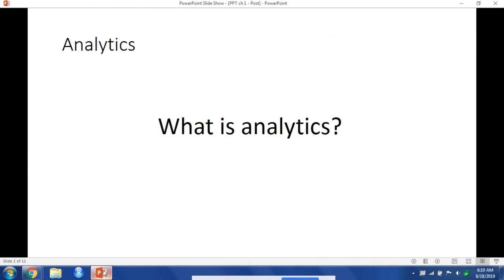So what is analytics? Well, if you Google it, you'll get the definition: the systematic computational analysis of data or statistics. Well, what does that really mean? I would define analytics as the use of available data to make better decisions through the use of statistics or other algorithms. I don't know if that's any simpler, but.